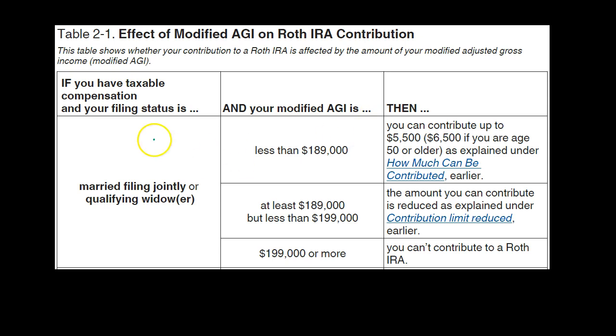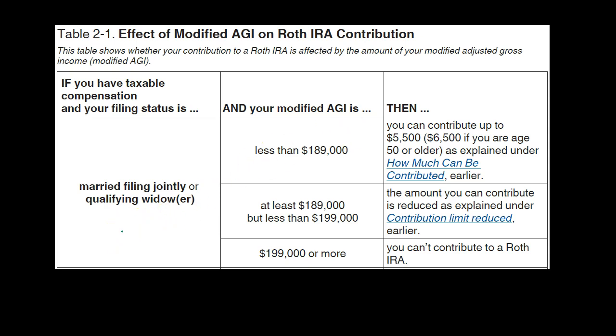Let's go through it. First item, if you have taxable compensation and your filing status is married filing jointly or qualified widow or widower, and your modified AGI, adjusted gross income, is less than $189,000, then you can contribute up to $5,500 or $6,500 if you are age 50 or older, as explained under how much can you contribute. So in that case, there's no problem. We don't have a problem here. You're at 189, married filing jointly. If you're under that, then the maximum of $5,500 or $6,500 if 50 or older will then apply, and we're good to go.